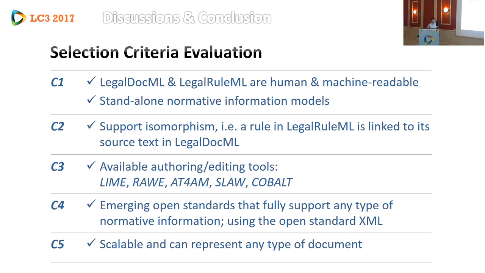To evaluate our selection criteria, we found LegalDocML and LegalRuleML are human and machine readable. They're based on the XML standard. The standalone normative information model can be maintained separately. They support isomorphism, so they can link the rule to its text provision. Authoring tools are available. They are emerging open standards that fully support any type of normative information using open standard XML. It's scalable, and can represent any type of document.